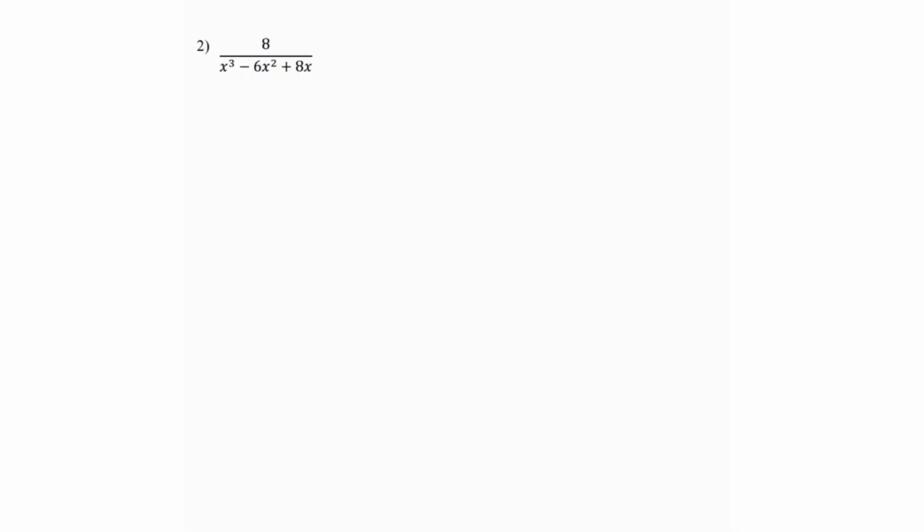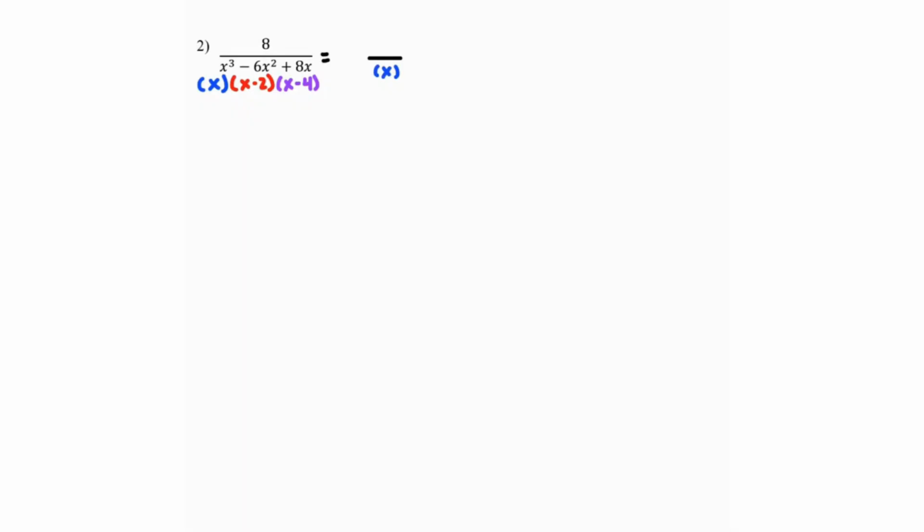Here's our second example, given 8 over x cubed minus 6x squared plus 8x. We'll factor the denominator, and that will become x times x minus 2 times x minus 4. In this example, we'll notice there are not two distinct linear factors, but there are three distinct linear factors, meaning we're going to have three different fractions.